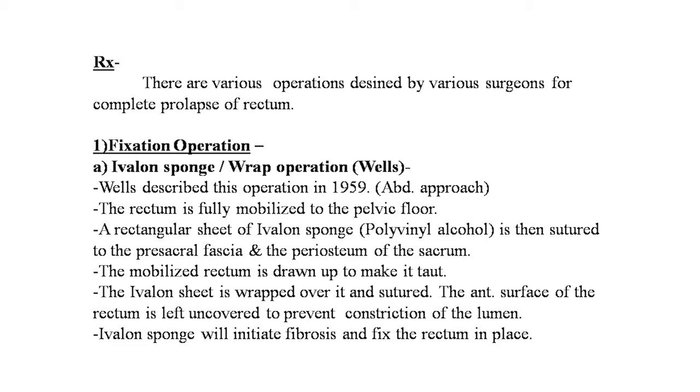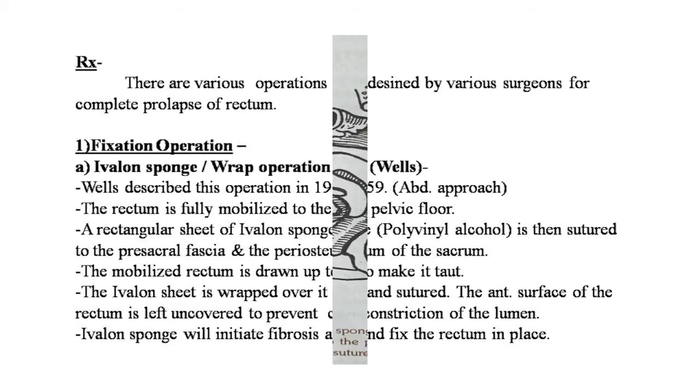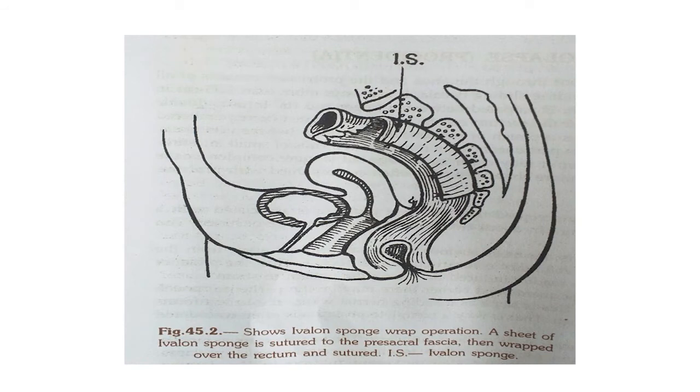The mobilized rectum is drawn up to make it taut. The Ivalon sheet is wrapped over it and sutured on the periosteum of the sacrum. The anterior surface of the rectum is left uncovered to prevent constriction of the lumen. Ivalon sponge will initiate fibrosis and fix the rectum in place. Dear student, this picture on your screen shows the Ivalon sponge wrap over the rectum. A sheet of the Ivalon sponge is sutured to the presacral fascia of the sacrum and then wrapped over the rectum and sutured. The anterior part of the rectum is not covered, to avoid narrowing of the lumen. This is the Ivalon sponge.